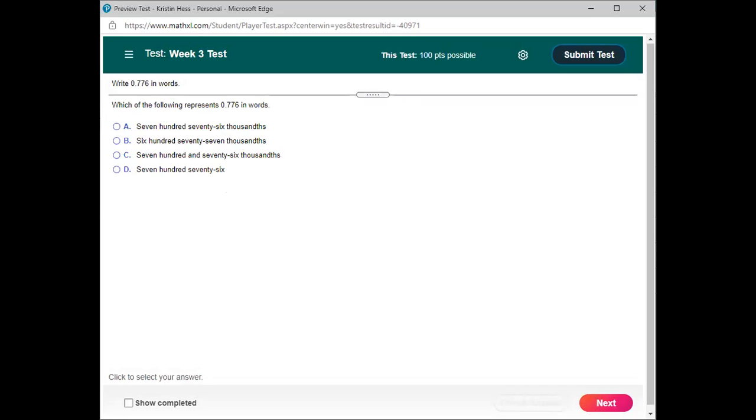When you're reading decimals, you're going to have the tenths and then your hundredths. Notice that everything ends in the THS. Thousandths. Looking at these, the first number here, this first 7, represents your tenths. The second 7 represents the hundredths, and the third number represents the thousandths. And so you're going to say 776 thousandths.